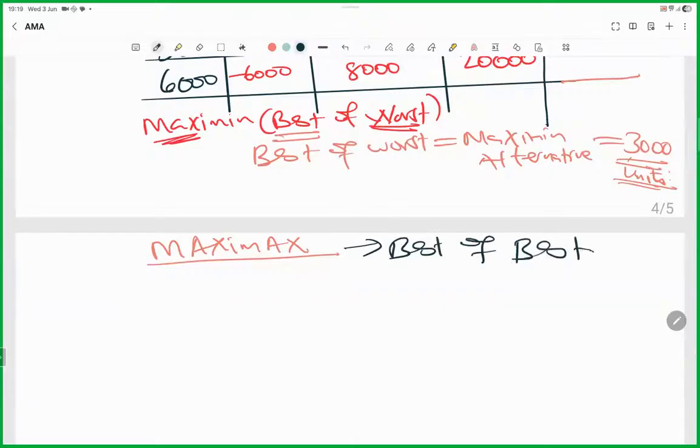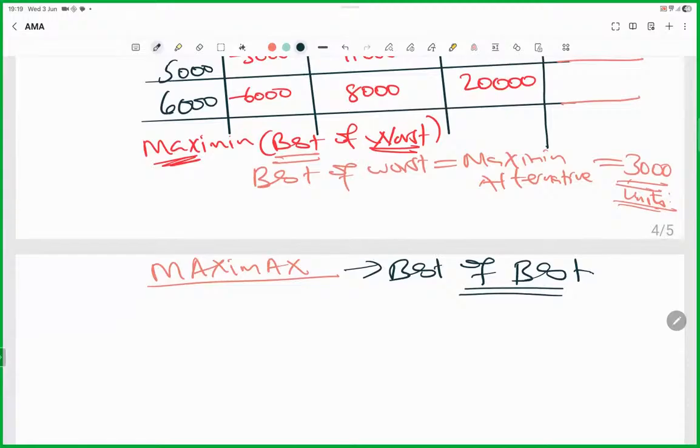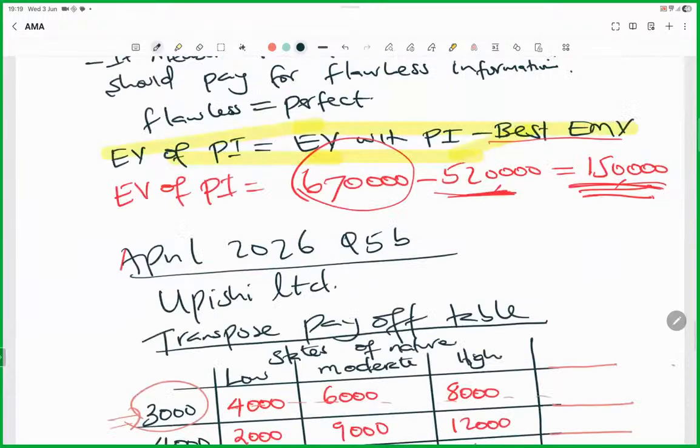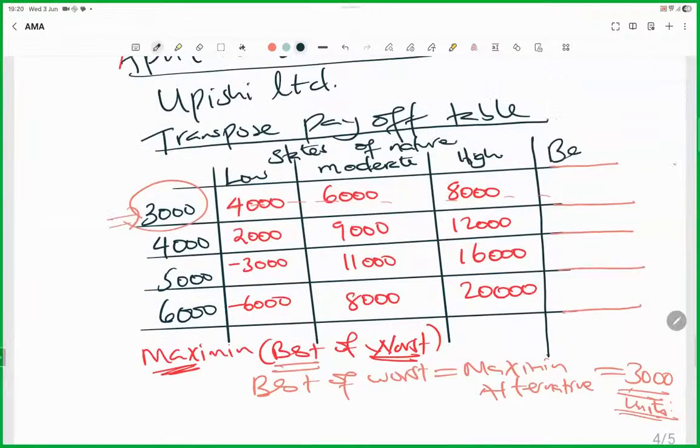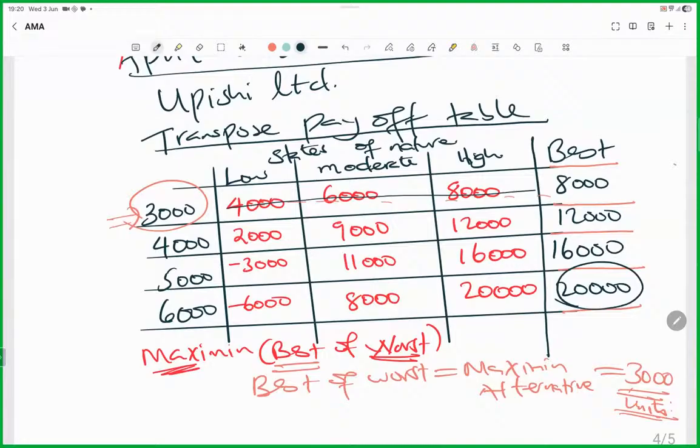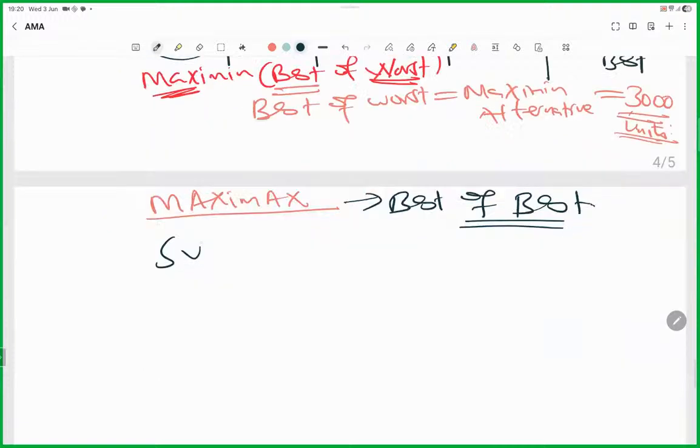Best of the best. So you come and create a column here. Best, you pick the highest profit, isn't it? So row number 1, the highest profit is what here? 8,000. Row number 2, 12,000. Row number 3, 16,000. Row number 4, 20,000. And of course, this is the highest of the highest, isn't it? So this is best of the best. And therefore, they should supply how many? The maximax supply 6,000 units.